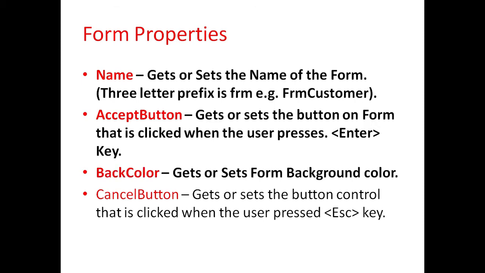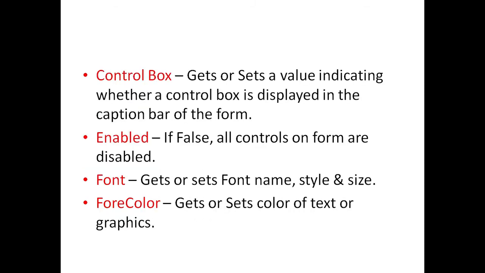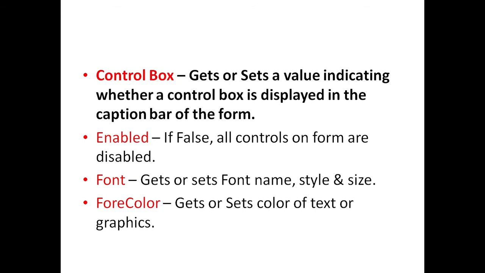Then back color, which is used to get and set the form background color. Cancel button, similar to accept button, but this button is executed when the user presses the escape key. Next is control box. Gets or sets a value indicating whether a control box is displayed in the caption bar of the form.